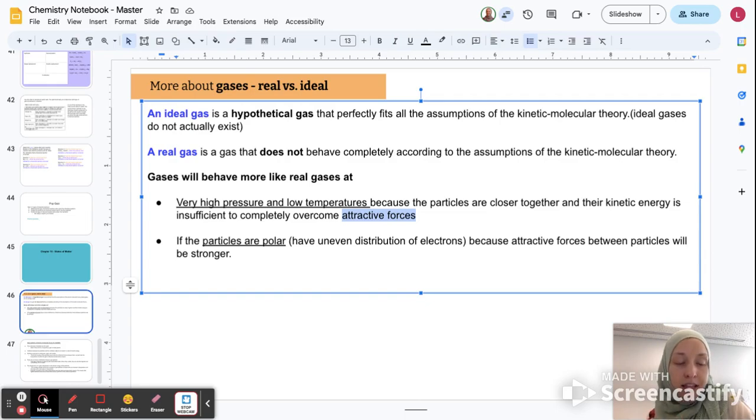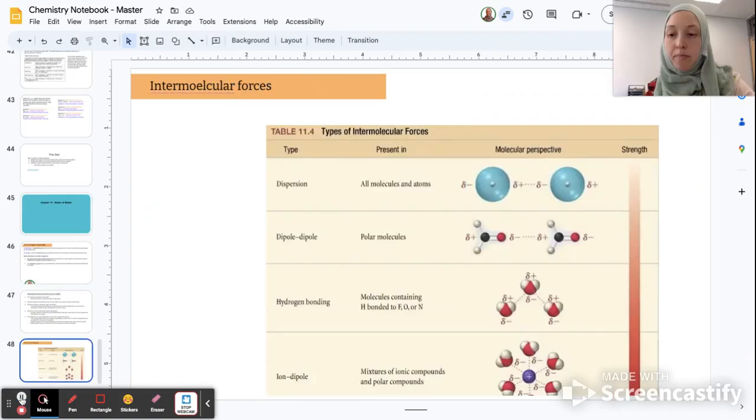In case you haven't learned about attractive forces yet, on the next slide we'll talk a little bit about what they are. Intermolecular forces are basically the kind of attraction particles have to each other when they come near each other. We have four different types of attraction between molecules. This is the weakest one, and this is the strongest.